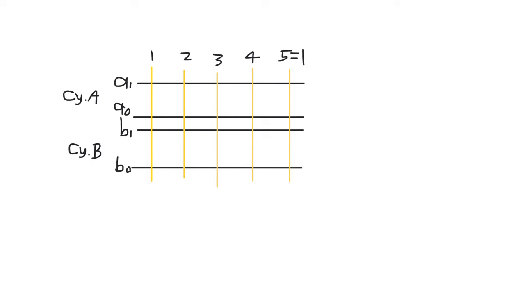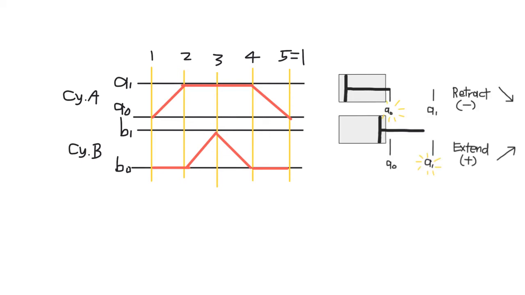Now we are going to take one example of how to read the TMD. Let's take this as an example. The red line indicates the sequence of the process. As I mentioned in the previous video, a line that is rising up is for the cylinder to extend. Let's take a look at the point 1, or phase 1, step 1.